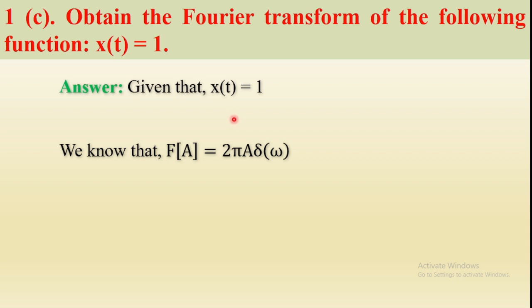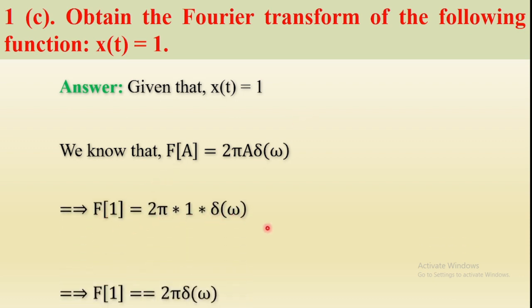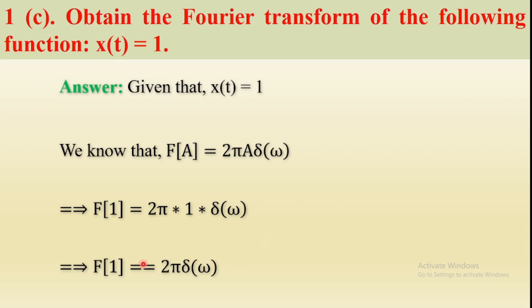Now here, given the Fourier transform of the constant function, that constant value is 1. So the Fourier transform of 1 is 2 pi times 1 into del of omega, which is equal to 2 pi del of omega.